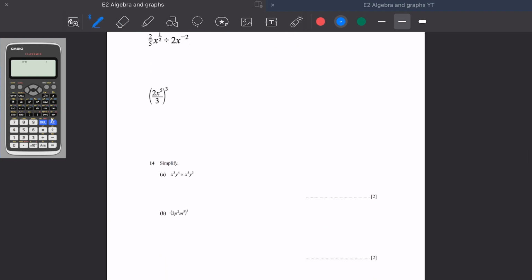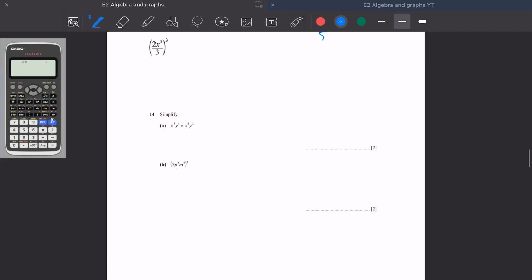Next question is 2 by 5 into x to the half divided by 2x to the negative 2. This becomes 2 by 5 x to the half into 1 by 2x to the negative 2. So 2 and 2 cancels off. This becomes 1 by 5 x to the half into x to the 2. So you get 1 by 5 x to the 5 by 2.